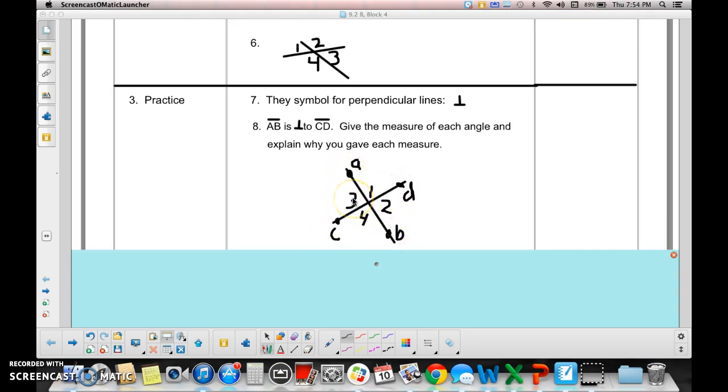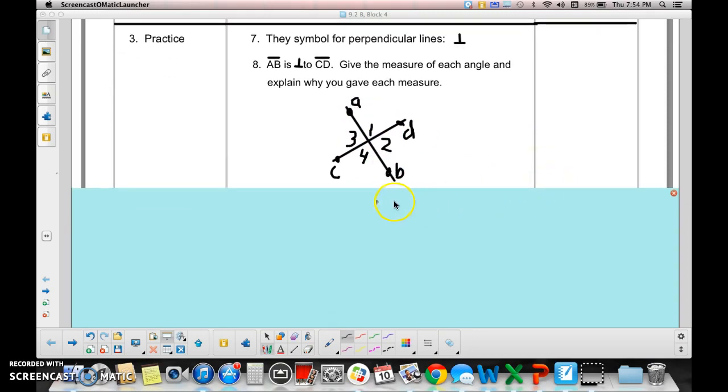Angle 3 is 90 degrees because of perpendicular lines, and angle 4 is 90 degrees because of perpendicular lines. You also know, even though it really doesn't matter, that angle 1 is going to be congruent to angle 4 because they're vertical angles, because they're opposite each other. These are still intersecting lines, but they just happen to be intersecting lines that are perpendicular. So a whole bunch of reasons about why the angle measurements are what they are.